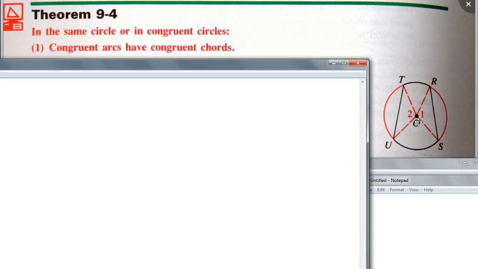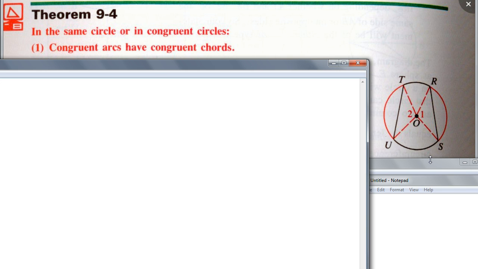Would you not agree? By side angle side, the two triangles are congruent, and you could use that corresponding parts of congruent triangles are congruent. So you could say segment TU, which is the chord, and segment RS, which is the chord of this same circle, are congruent. Does this make sense? Yes? Alright, so that's how you go about proving that congruent arcs have congruent chords.